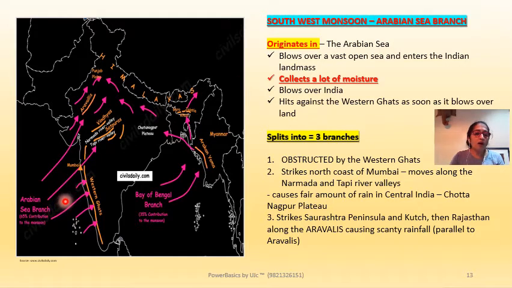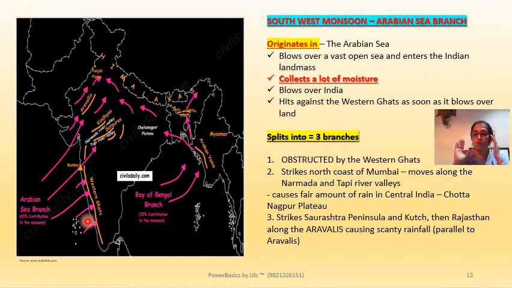It blows over a vast proportion of the sea and enters the Indian land masses. It collects a lot of moisture while it comes to blow over India. Then it hits against the Western Ghats and precipitation happens here, rain happens here, and then it blows over and goes on this side. So this is the windward side, this is the leeward side of the Western Ghats. Last year we studied this. The Arabian Sea branch of the southwest monsoon contributes 65%. More than half of the monsoon in India is contributed by the southwest monsoon Arabian Sea branch.